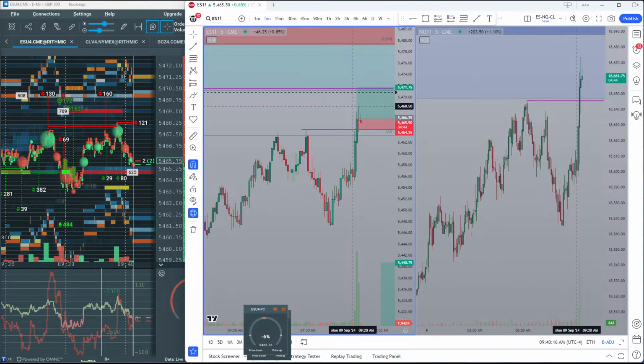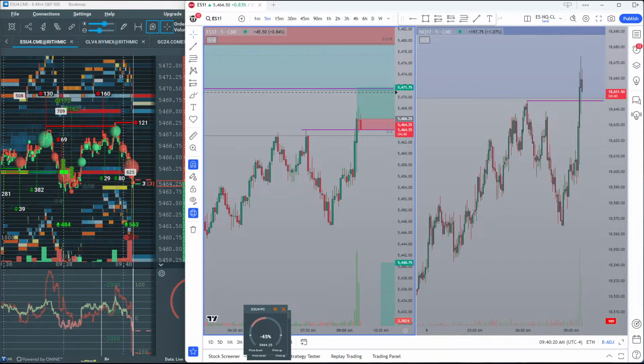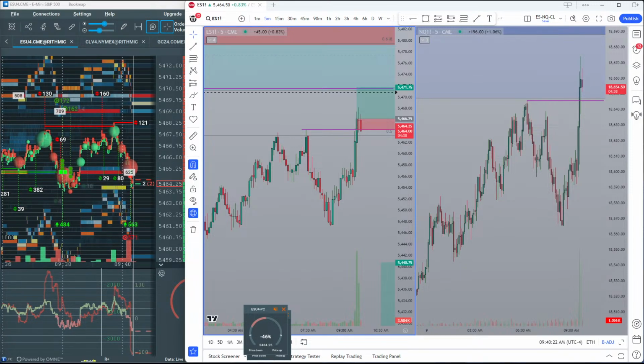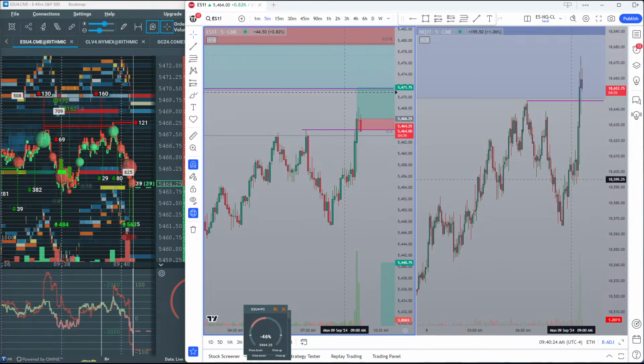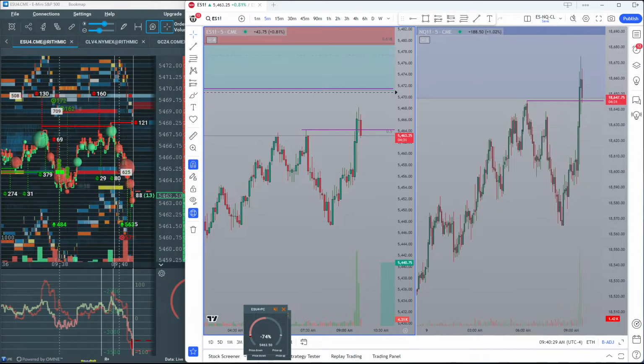ES is coming down to the buy line. Yeah, out of those longs again, guys. Tough. I'm gonna wait. No clear entry just right now. These shorts are probably gonna take it, to be honest.